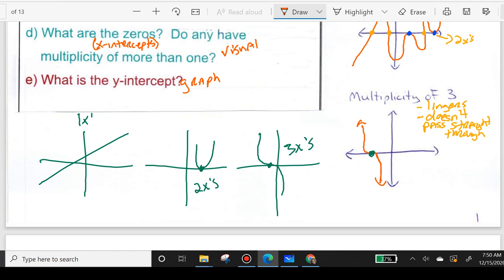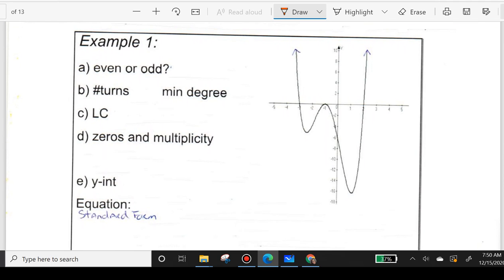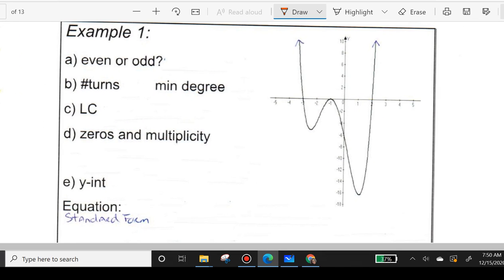All right, so let's do a quick few examples here. If you look at example 1, even or odd. Looking at this graph, you should know that it is even. Why should you know that? Because the end behavior is up, up. If the end behavior is in the same direction, it's even. Next, number of turns. 1, 2, 3 turns. So, 3 turns. Minimal degree. Minimal degree is the number of turns plus 1. So we're going to say the minimal degree is 4.